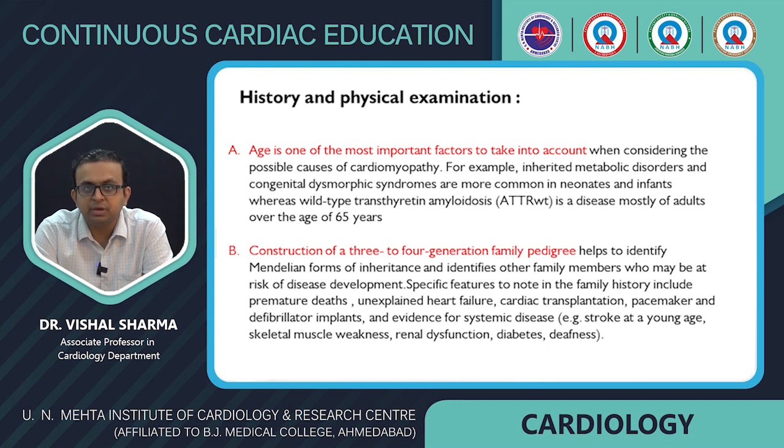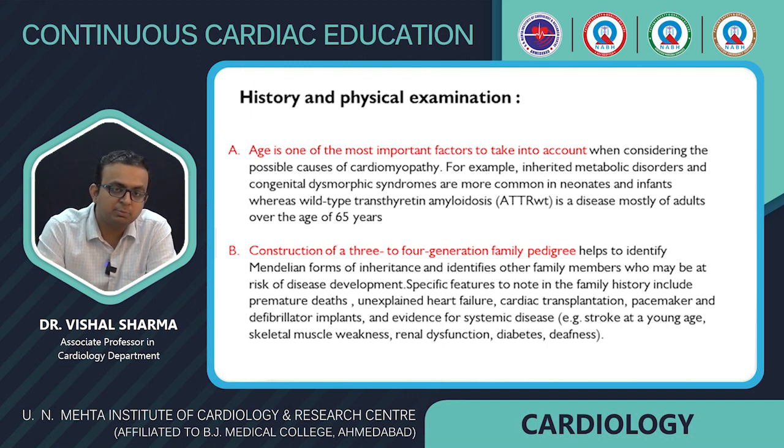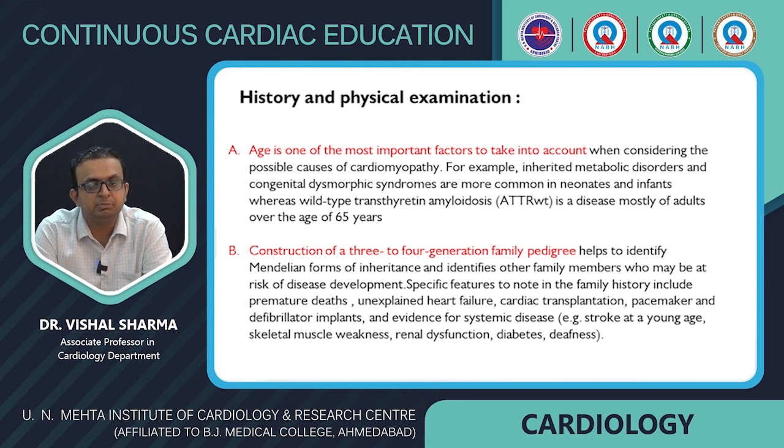So let's start with the history and physical examination. How is history important? The age and the sex of the patient guide you towards a specific diagnosis. For example, whenever you are dealing with HCM and DCM related to some metabolic disorders or congenital dysmorphic disorders, these are usually seen in children. Similarly, RCM of amyloidosis is usually seen in adult patients. So if you are dealing with HCM or RCM as a working diagnosis and the patient is aged around 60 years, you are most likely dealing with amyloidosis.